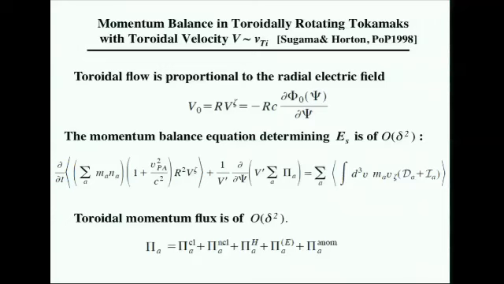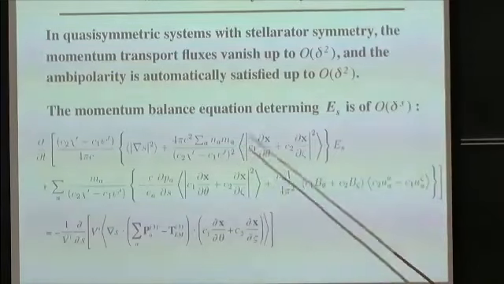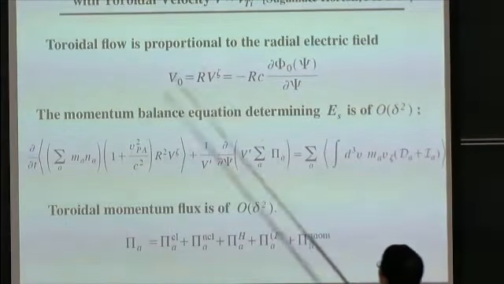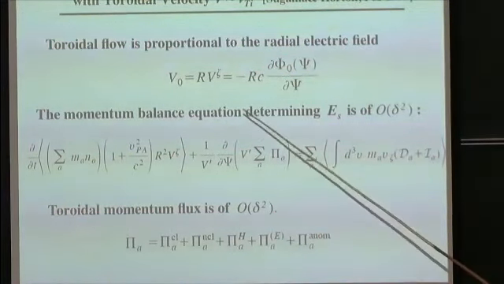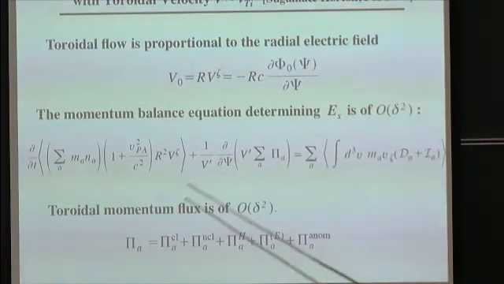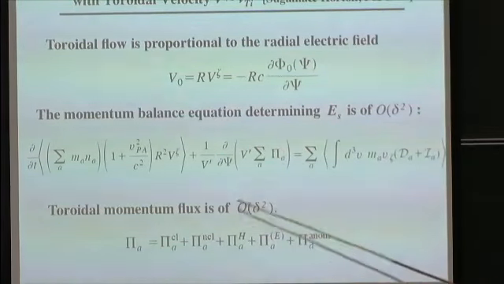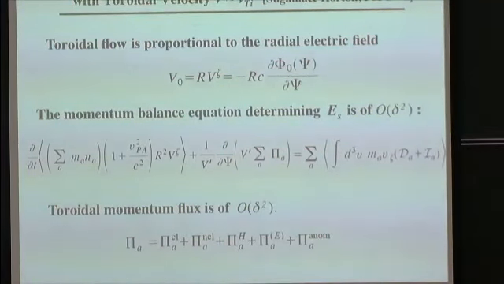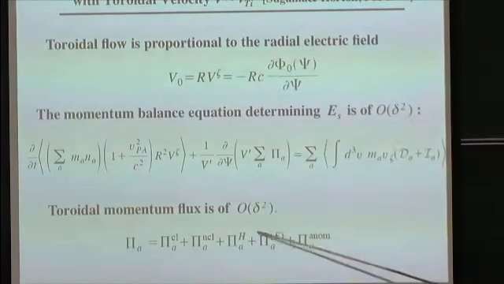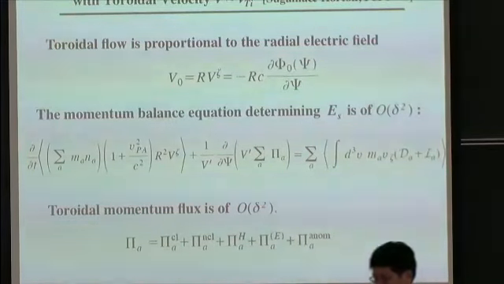And in that case, compared with this flow case, this is the third order momentum balance equation for determining the radial electric field. But in the first flow ordering case, the momentum balance equation determining the radial field is second order. And also here, the toroidal momentum radial flux is given. And that is also using the same technique shown in the previous slide. Toroidal momentum flux is, in this case, second order, and also divided into classical, neoclassical, and anomalous parts too.